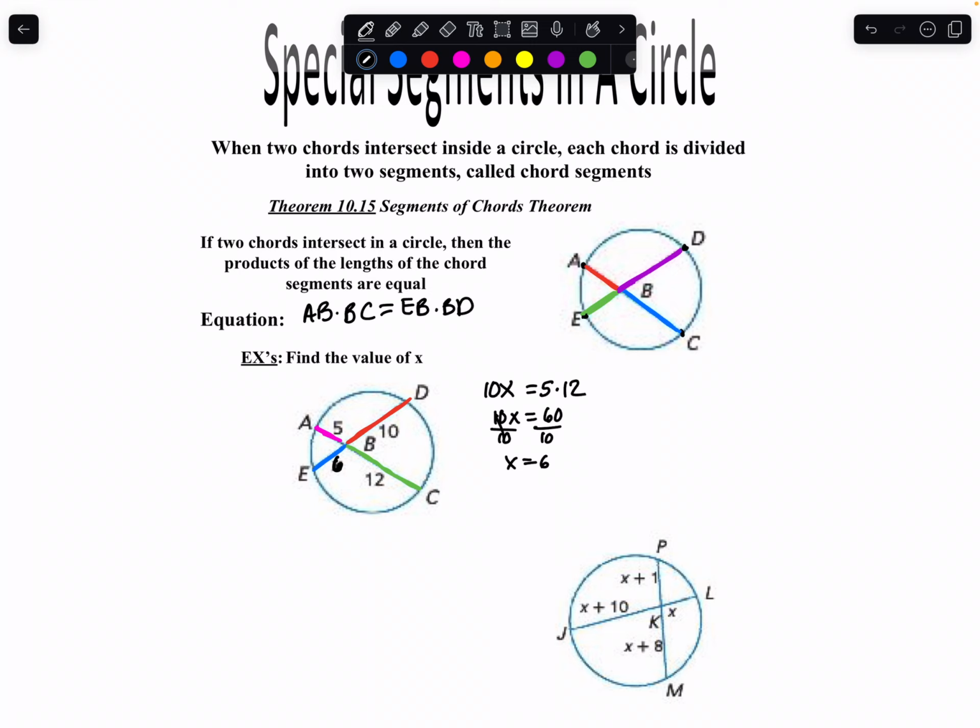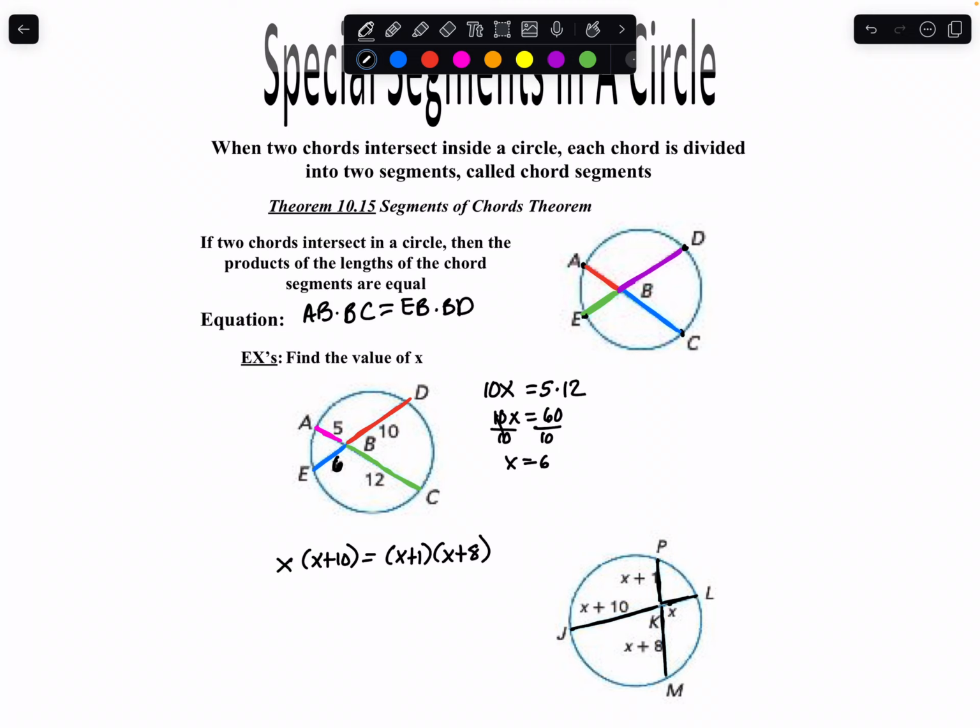In this next circle, as you can see in the bottom right, we have a bit more of a complex problem because we have a lot of variables and a little bit less view of numbers. But the problem is set up the same. We're going to take a portion of the chord, x plus 10, times the remainder. So x times x plus 10 should equal x plus 1 times x plus 8. We're multiplying a piece times the other piece and a piece times the other piece.